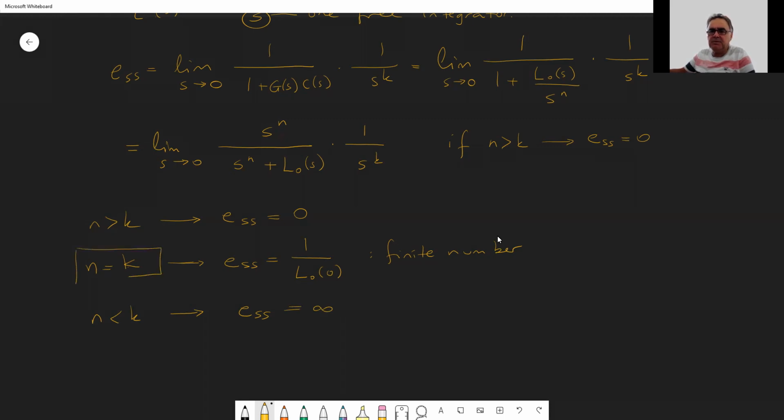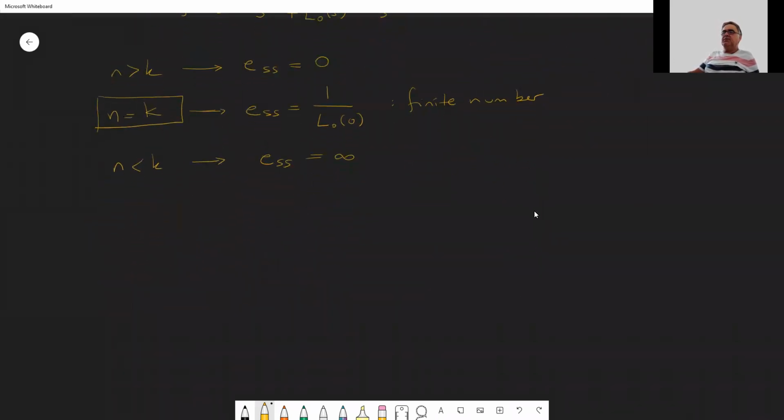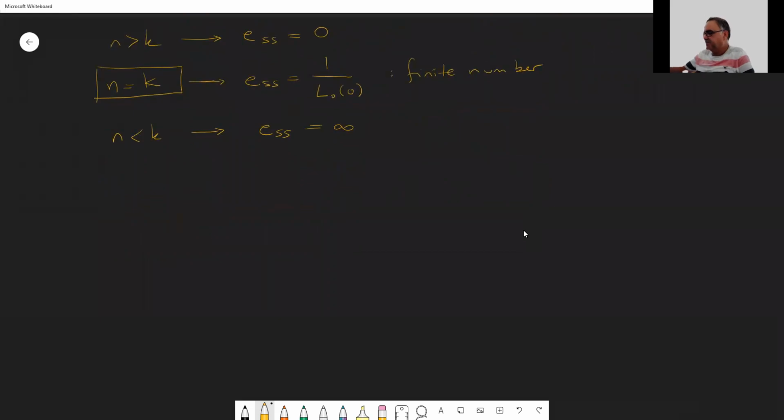Well, this is something important. We will see that this n term gives us the so-called system type. And here we reach another definition: system type. At first sight, this looks very complicated and unintuitive, but you get used to it, basically.